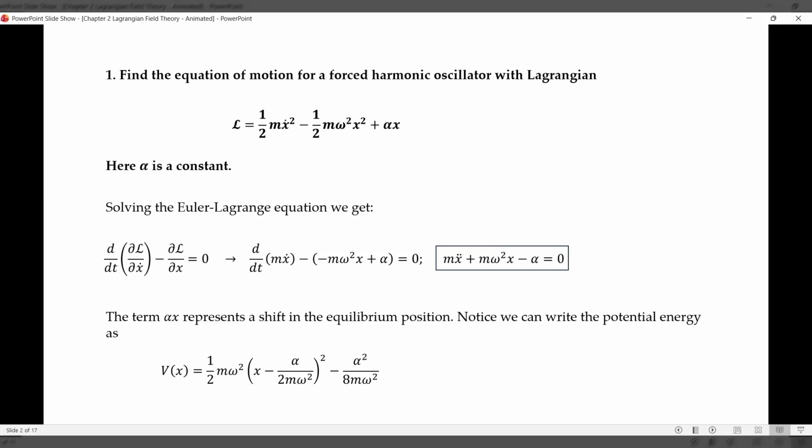The term alpha x shifts the equilibrium position of the oscillator. In other words, the potential minimum moves from x equals 0 to x equals alpha divided by m omega squared. We can rewrite the potential energy as this that appears here. This shows that the system behaves exactly like a normal harmonic oscillator, but centered around a new equilibrium position determined by the external force.